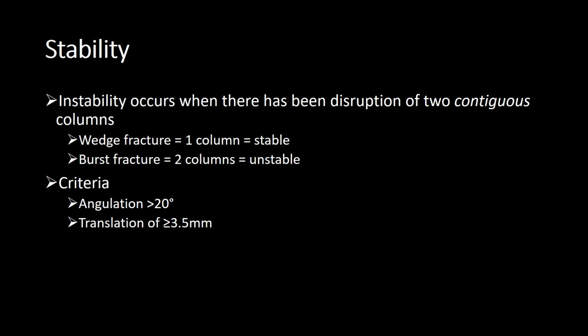So instability is when you have disruption of two continuous columns. For example, your anterior column and your middle column, or your posterior column and your middle column, or all three. As we've discussed, your classic wedge fracture that you see in the thoracic spine in older people is considered to be a one column injury, so it's stable. But a burst fracture involves two columns, so this is unstable. And when we think about the criteria for stability, if the angulation of the fracture is greater than 20 degrees, or if there's a translation of more than 3.5 millimeters, then that's also considered to be unstable.